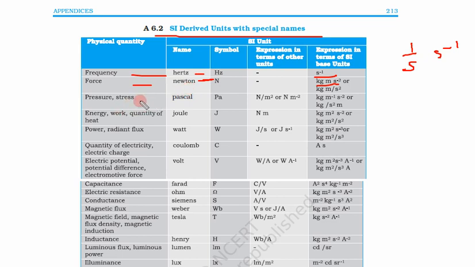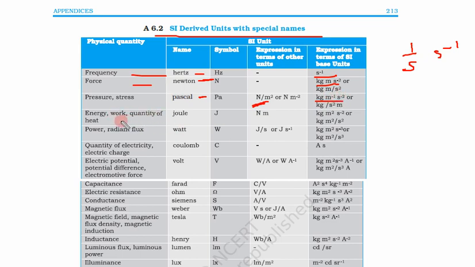Pressure. How can we measure pressure? Pressure is kilogram per meter per second square. And what do we say? Pascal. Or Newton per meter square. So Newton is given here. If we divide with meter square, what do we get? Kilogram per meter per second square.